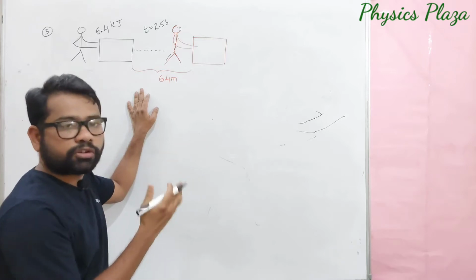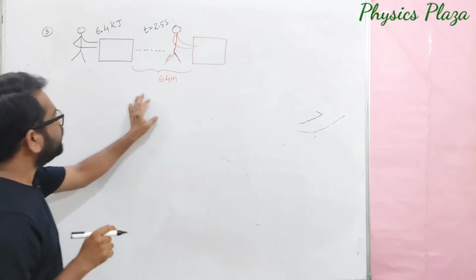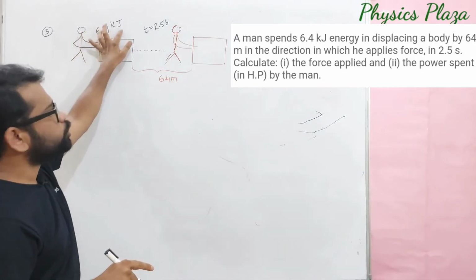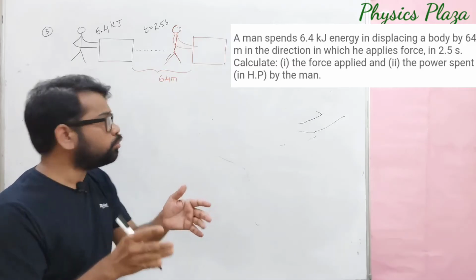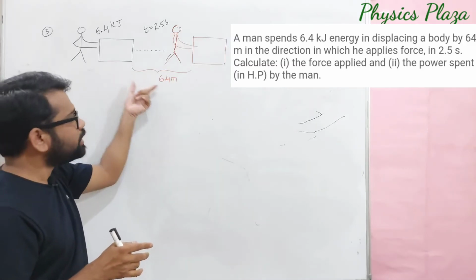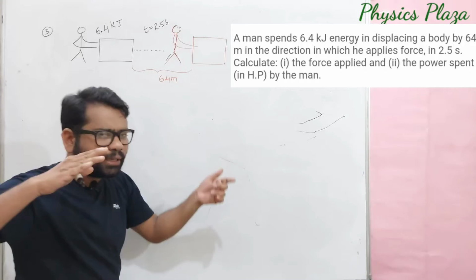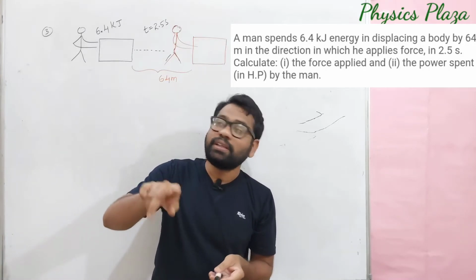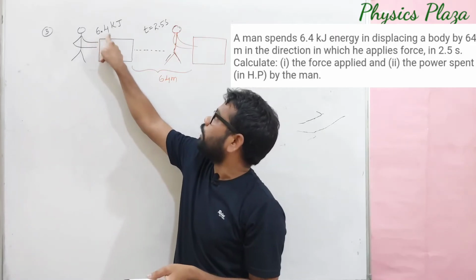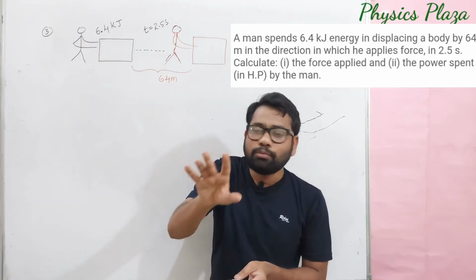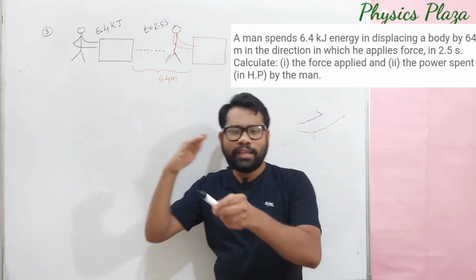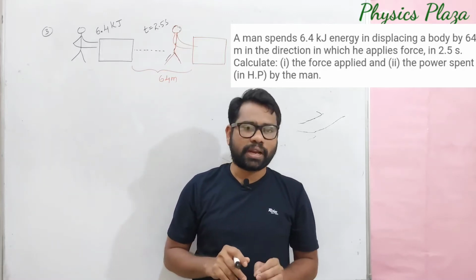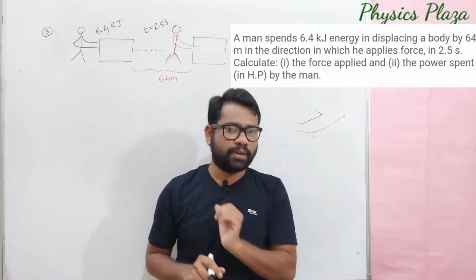Children, even you can look at this question on the screen also. It is given that a person is spending 6.4 kilojoules of energy in order to move the body by 64 meters in the direction of applied force. Then they are asking, what is the force applied by the person? And at the same time, they are asking us to calculate the power in terms of HP. Let us see, children.